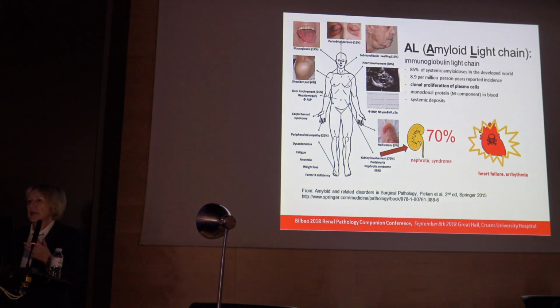And by definition, AL is a consequence of a clonal proliferation of plasma cells, which produce monoclonal protein, also termed M component. And it is a systemic disease because this M component circulates in blood. And in the majority of patients, about 70%, there are renal symptoms with proteinuria and/or nephrotic syndrome. Hence, it is up to us to detect these patients early because presentation with proteinuria usually prompts a kidney biopsy.